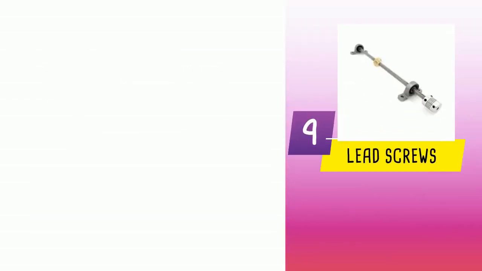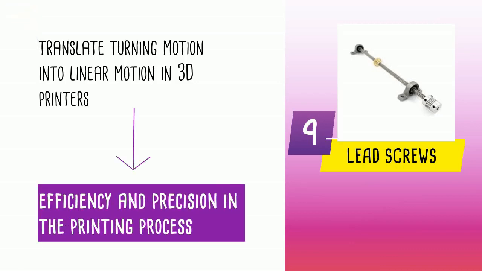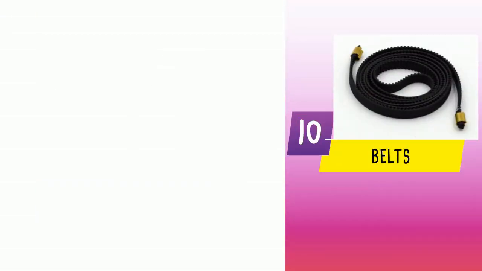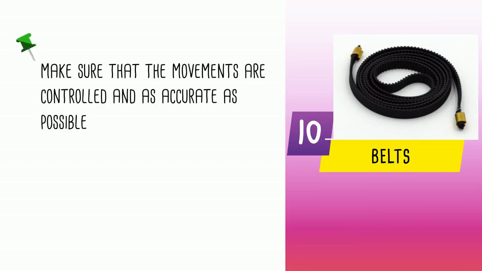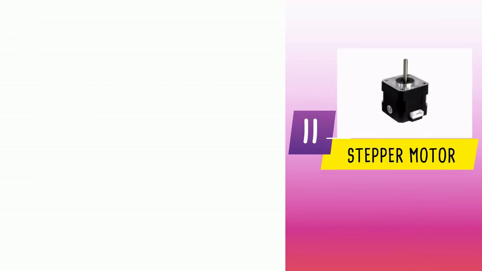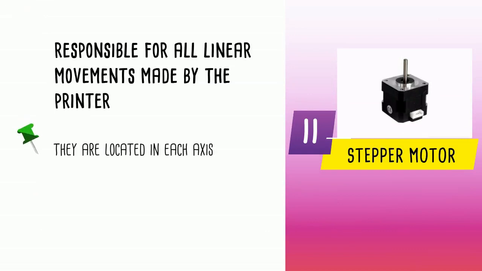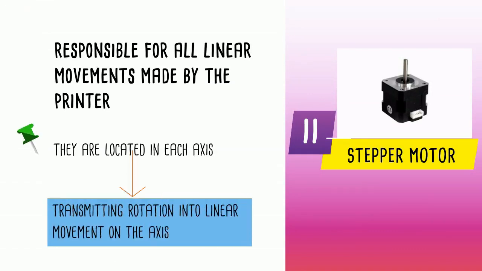Lead screws. The main function of a lead screw is to translate turning motion into linear motion in 3D printers. This way, it provides much more efficiency and precision in the printing process. Belts. These are used to make sure that the movements are controlled and as accurate as possible. Belts also prevent gears from slipping off the track. Stepper motor. These are responsible for all linear movements made by the printer, and they are located in each axis, transmitting rotation into linear movement on the axis.